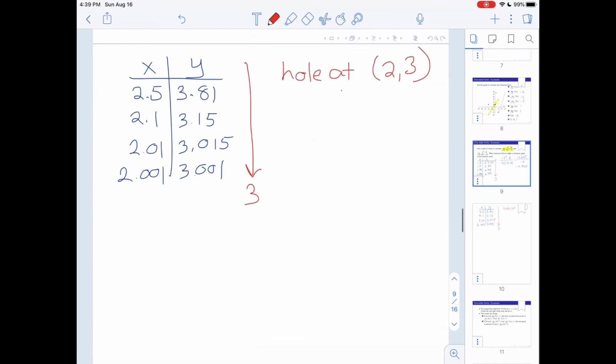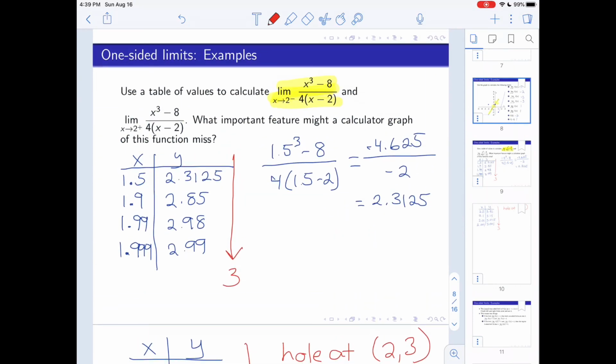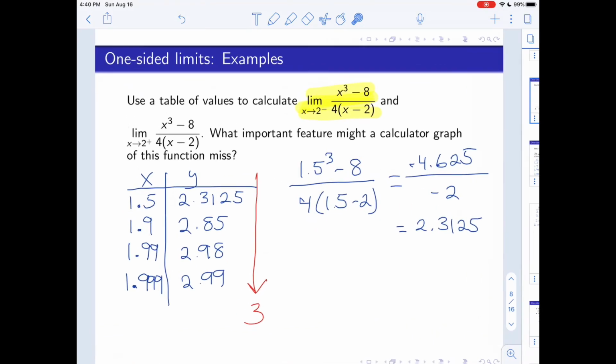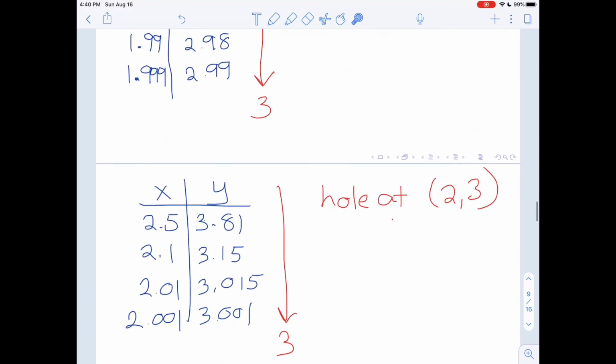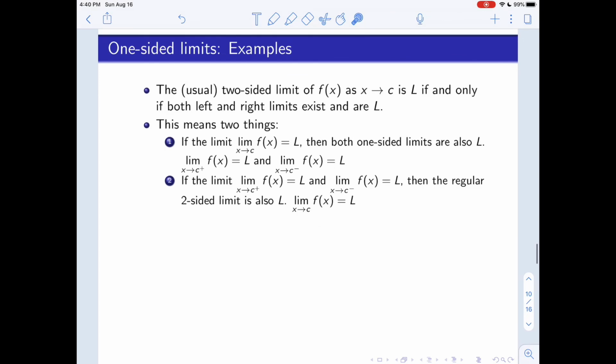All right, so that wraps up this problem. We've established that the left and the right limits of this function, x cubed minus 8 over 4 times x minus 2, is 3. Both the limits are the same. And we remember that there's a hole in this graph at that point (2, 3), because the 2 would give us a 0 in the denominator.